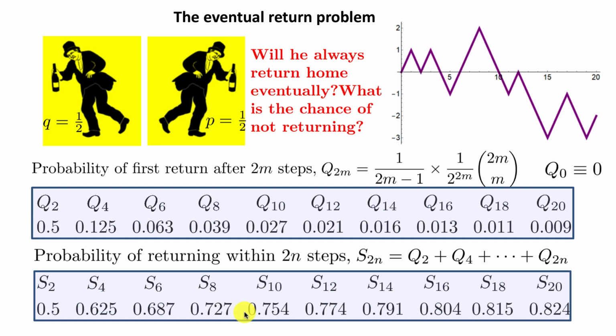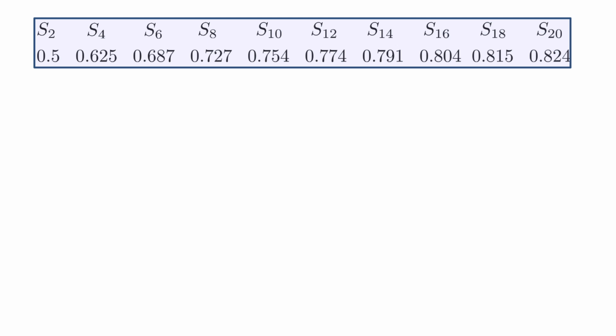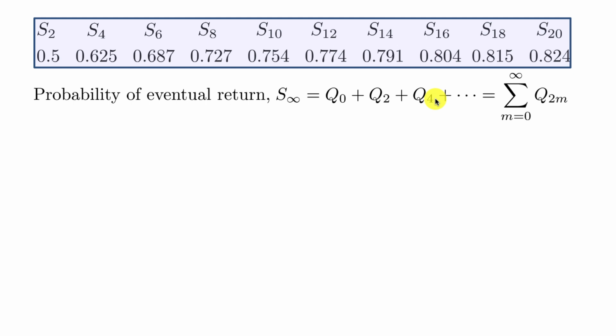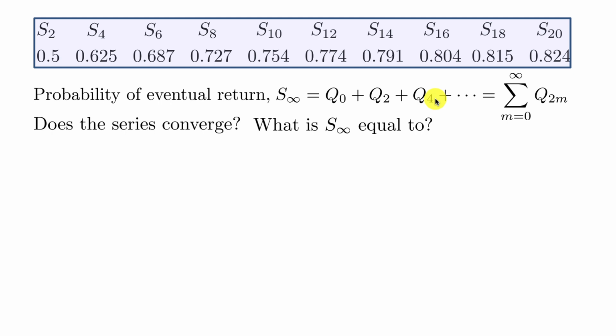What is S infinity? S infinity is what we will call the probability of final return. This is the sum of all the Q's up till infinity. How much will this be? We need to calculate it. But the very first question that a mathematician asks is, does this series converge or not? The next question is, what number is the series converging to? Fortunately, in this case, we can calculate that.